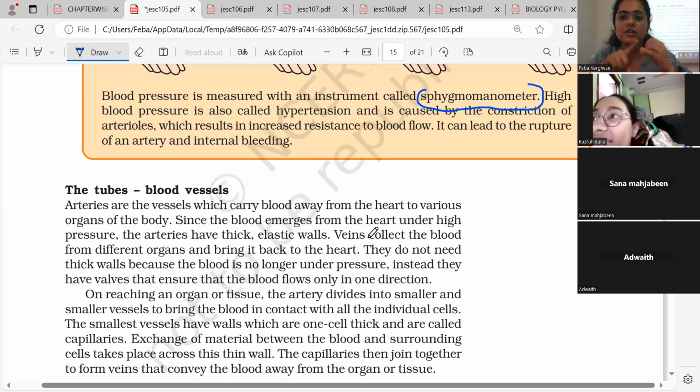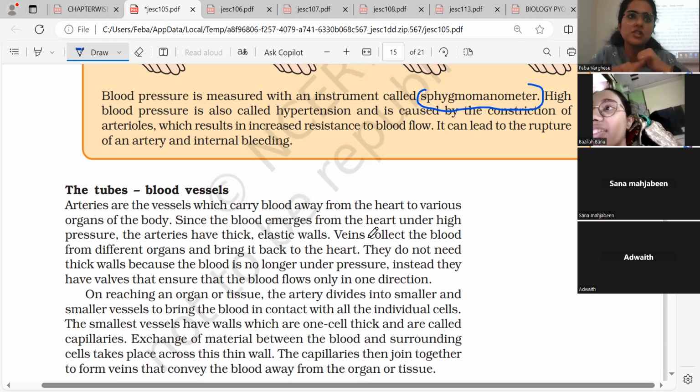About the exceptions: the only artery that carries deoxygenated blood is the pulmonary artery, and the only vein that carries oxygenated blood is the pulmonary vein. About the structure of artery and vein, the artery has thicker muscular walls, and the lumen is smaller. Why does it have thicker muscular walls, guys?